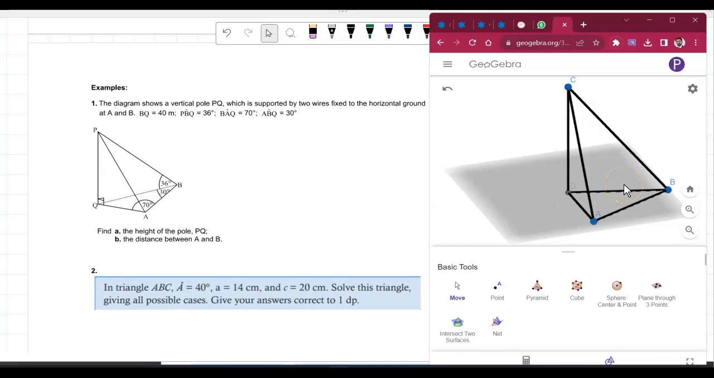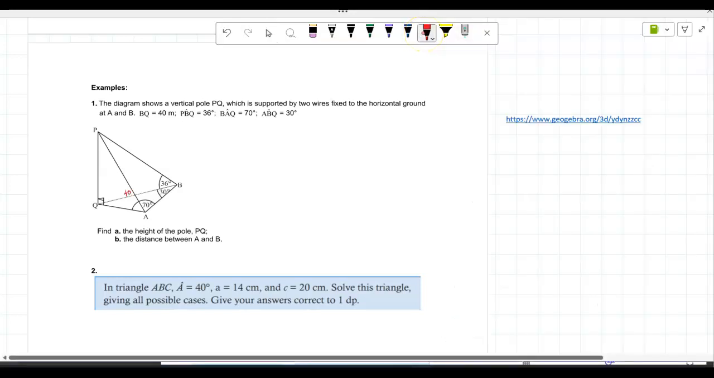So if you are looking at, you basically look at one triangle. Your BQ is 40. Correct? PBQ is 36. BAQ is 70. 30, all that is given. Find the height of the pole.